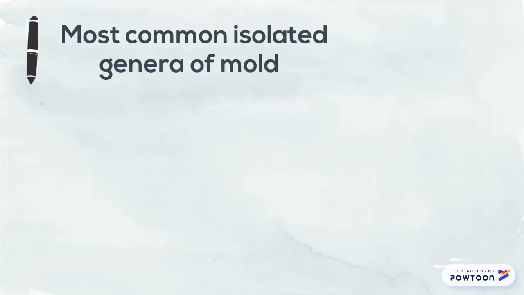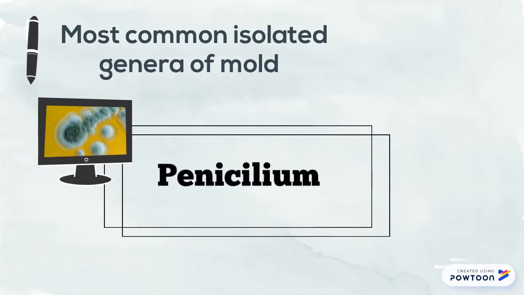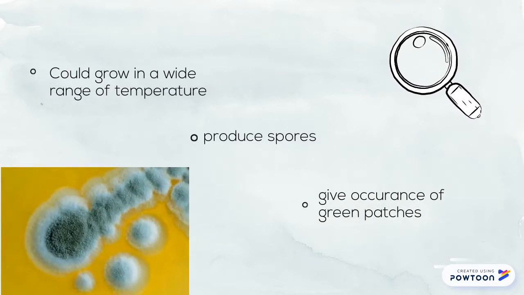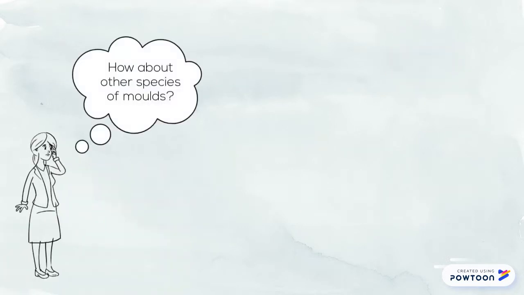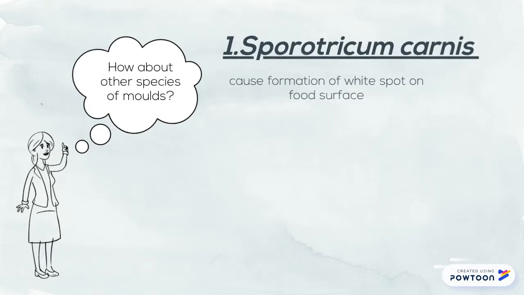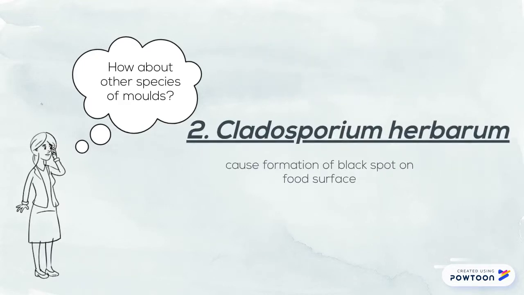The most commonly isolated genus of mold is Penicillium. Penicillium can grow in a wide range of temperatures, produces spores, and gives rise to green patches. Have you ever wondered about other species of molds? Sporotrichum carnis can cause formation of white spots on the food surface, while Cladosporium herbarum can cause formation of black spots on the food surface.